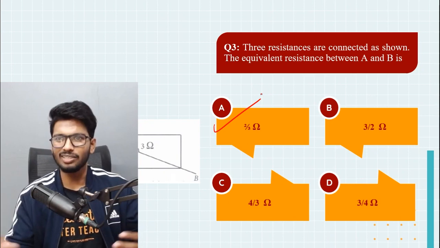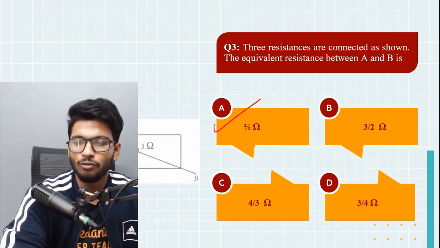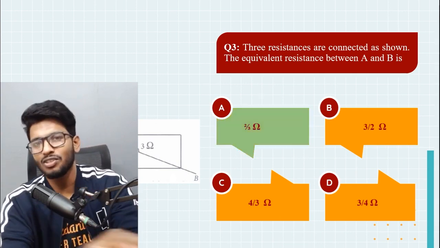I know I didn't read the question, but obviously the question was directly given over there, and the options were 2 by 3, 3 by 2, 4 by 3, and 3 by 4. So the answer is 2 by 3 ohms.